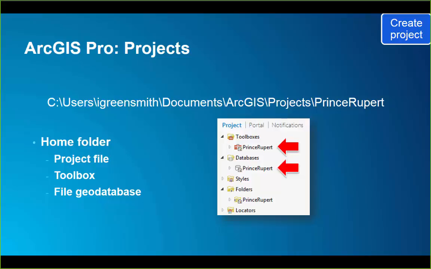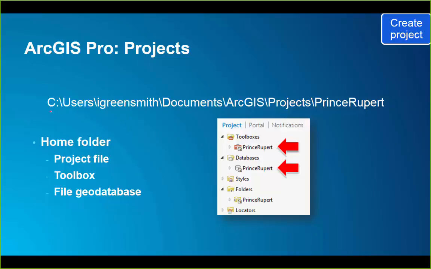Diving a little bit more into this, basically creating a project does 4 things. It creates a home folder, which is your working directory, a project file that I referred to earlier, which is your APRX file, a default file geodatabase, and a default toolbox where any models and scripts that you create are saved to. Now, I ask you to consider the following path that you see on screen. Let's start with my user directory here.